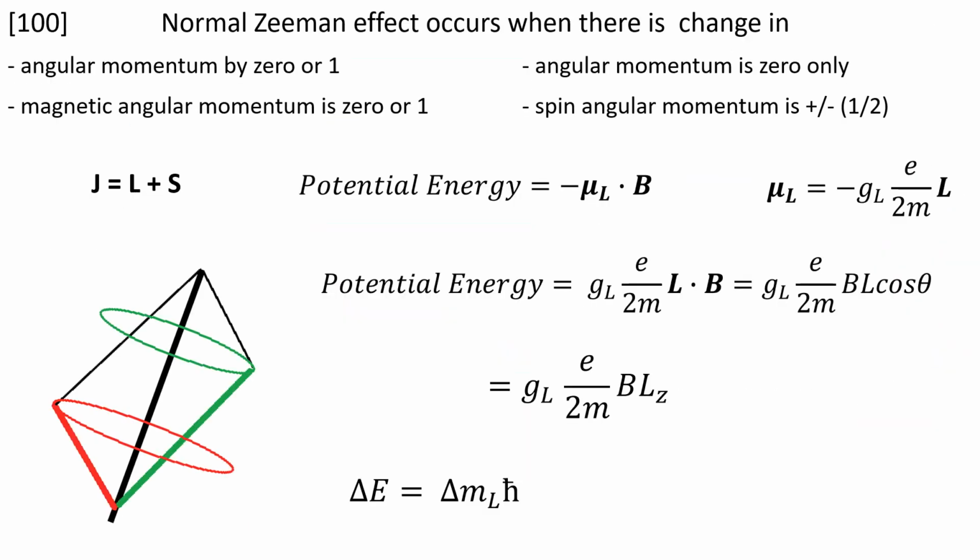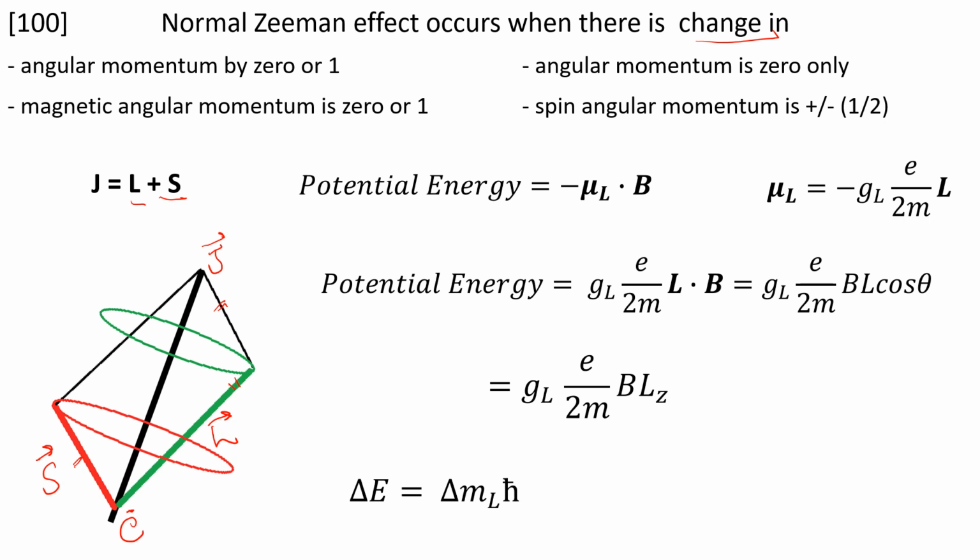Normal Zeeman effect occurs when there is a change in... Now suppose, assume that there is an electron in an orbit and the corresponding spin angular momentum is S and the orbital angular momentum is L. Both will be precessing over their resultant, which is J, that is nothing but L plus S. You can either use the parallelogram law of vector addition or the triangle law of vector addition.